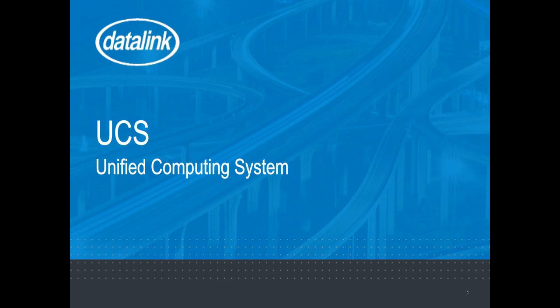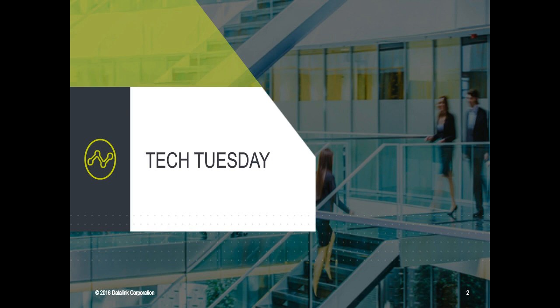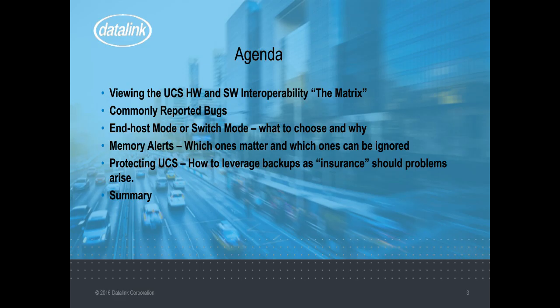Thank you very much, and welcome. Today we'll be discussing UCS, or Cisco's Unified Computing System. On our agenda today, we'll be viewing the UCS hardware and software interoperability. Cisco likes to refer to this as the matrix. We'll also be discussing commonly reported bugs, just one or two.